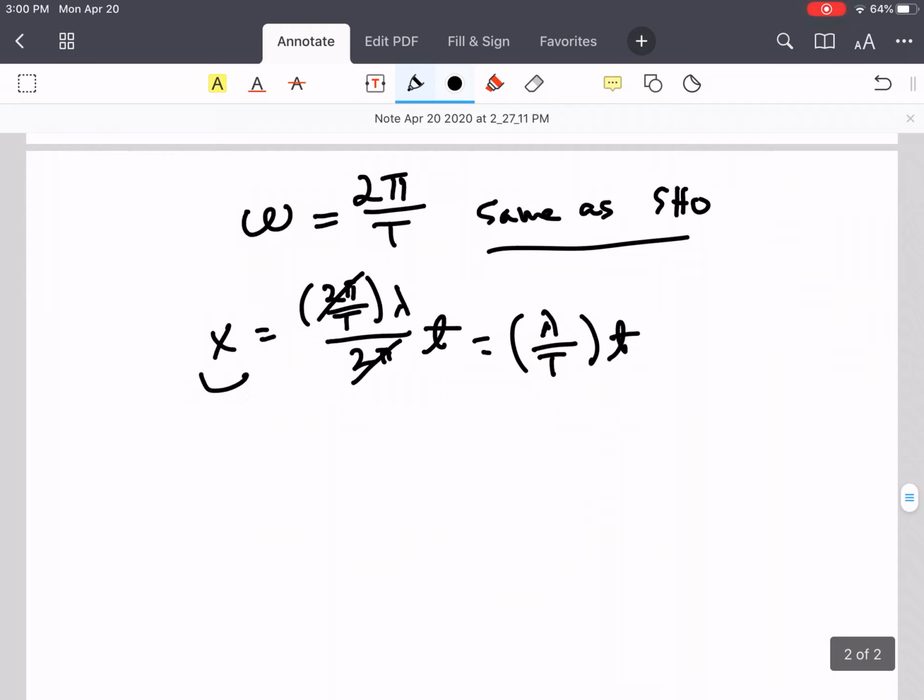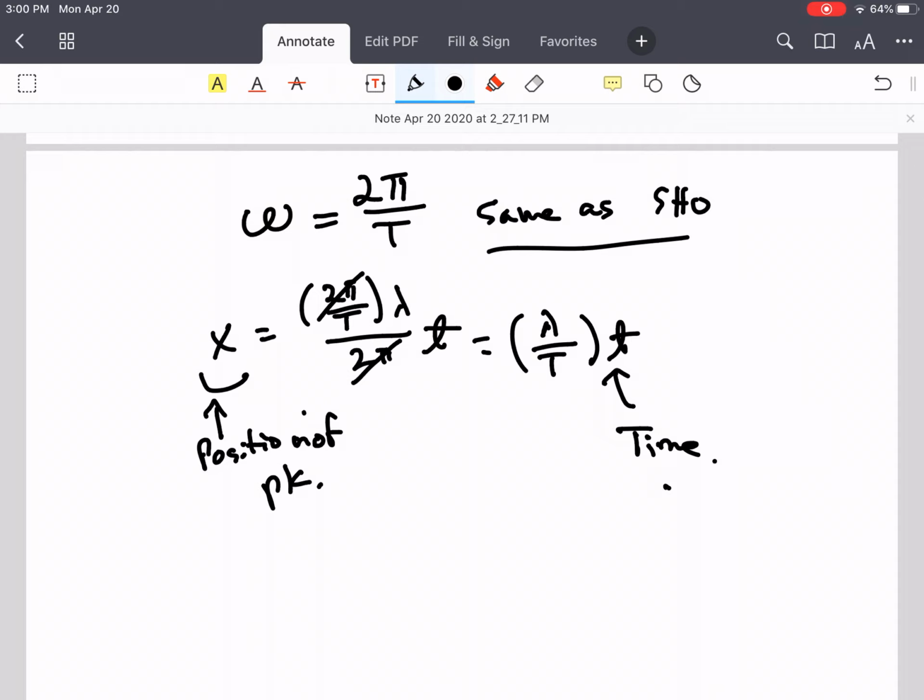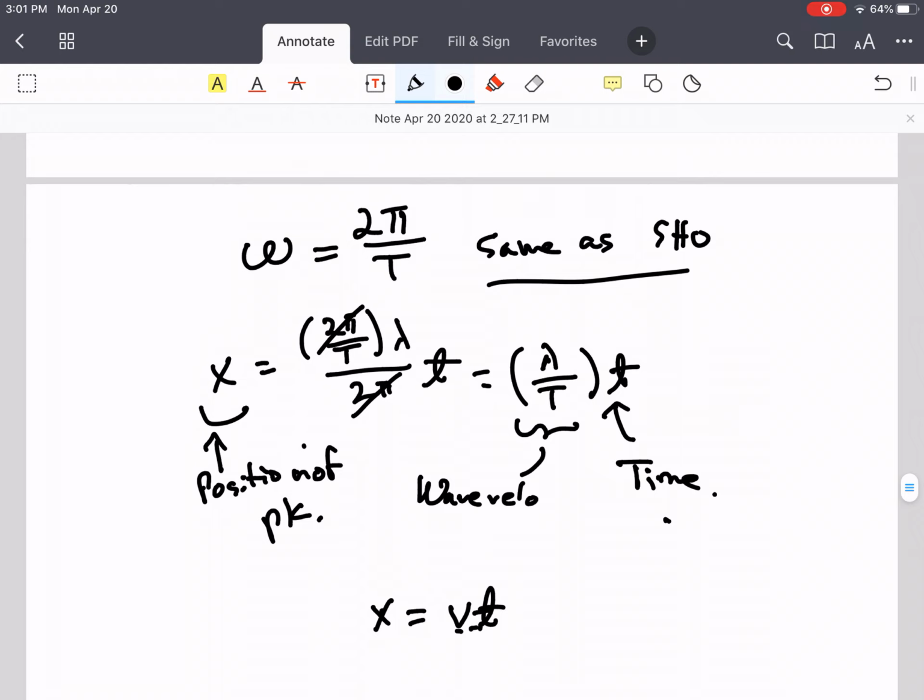So the position of the peak is proportional to time. Position is proportional to time. And we know if x is proportional to t, the constant of proportionality is the velocity, right? So position is velocity times time for something that moves with a constant velocity. So we can identify lambda over capital T here as the wave velocity. That's the velocity at which this disturbance, the wave, propagates through the material.